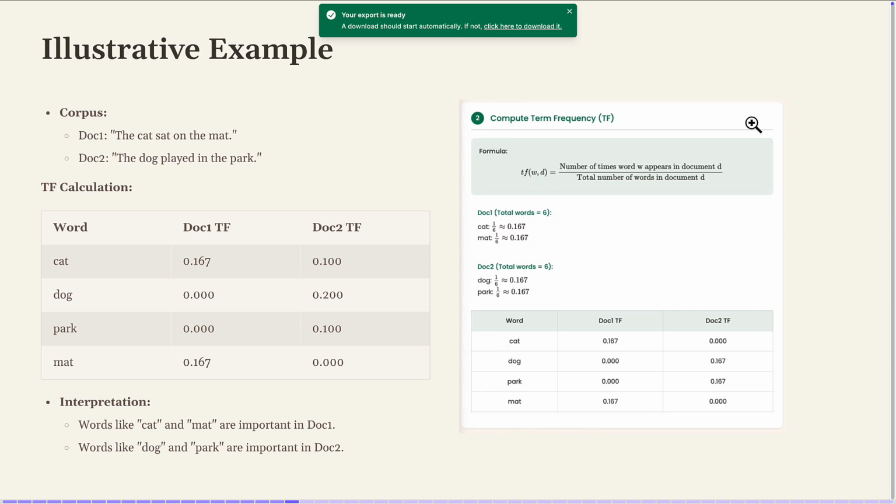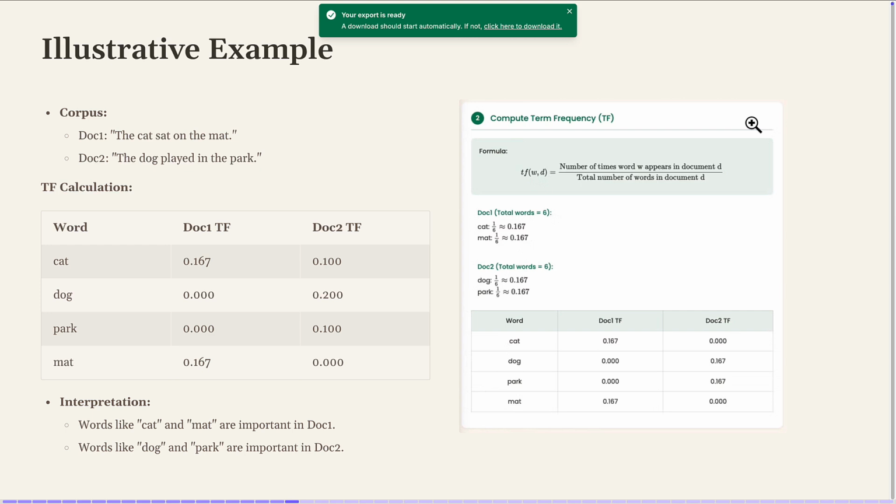The second step is to compute the term frequency, which is the number of times word W appears in document D divided by the total number of words. Now, how many words do I have here? In this example, I have cat, dog, park, and mat. I have 6 words. We consider them. So if we consider 6 words, cat is repeated only one time here.